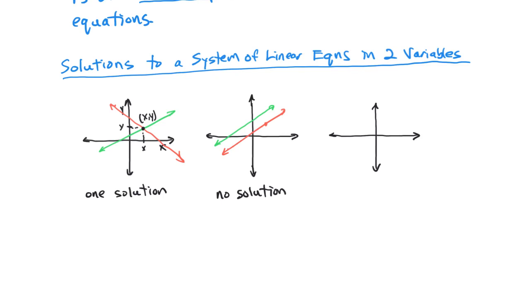And there's only one more thing that could happen. It could be that you graph the red line and it goes like this, and then you graph the green line and it goes like this. It's the same exact line. They're the same. And in that case, every point that's a solution for the red line is also a solution for the green line. So in here, this is when we have infinitely many solutions.